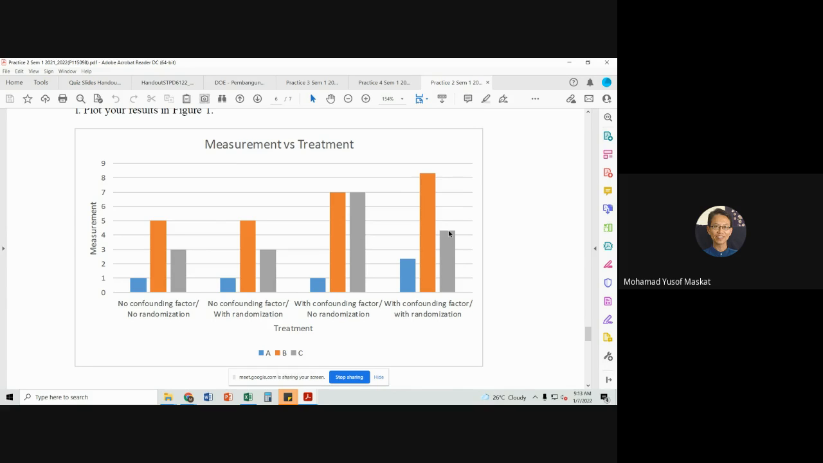Any questions? So this is just to demonstrate to you. Remember, I did not do this. One of you did this. I'm sure that most of you will get similar results, although there is no guarantee. Sometimes even with randomization, we will not get something similar to the population.